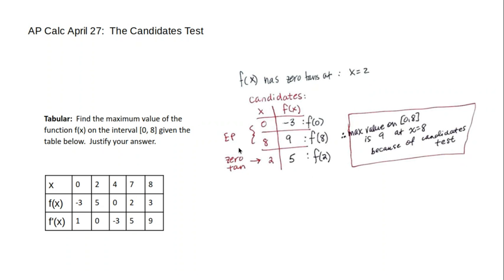Candidates test, check your endpoints, check where you're going to have a 0 tangent, horizontal tangent. That's where you have a 0 on the first derivative.